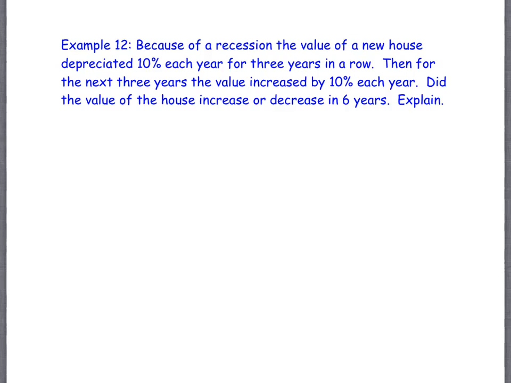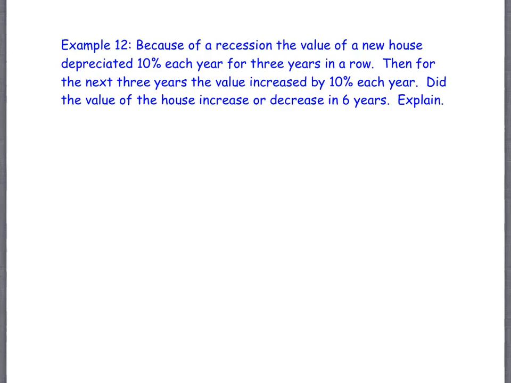Because of a recent recession, the value of new houses depreciated 10% each year for 3 years in a row. You know, this happened not too long ago. Like literally everything tanked. It didn't happen near as bad in Oklahoma as other parts of the country, but housing prices just went way down. So this is what's happening in this problem. We have housing prices that go down 10% each year for 3 years in a row.